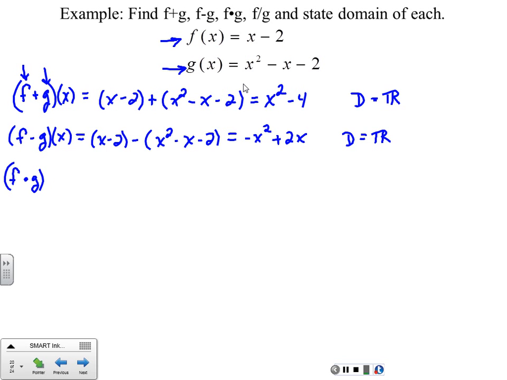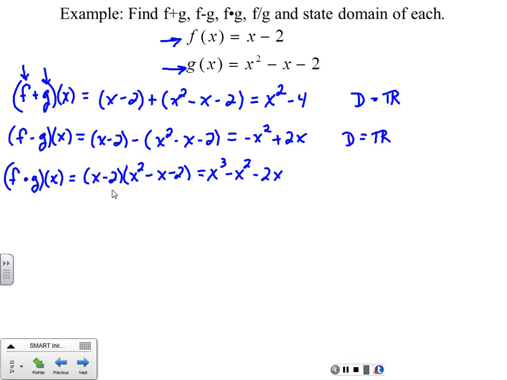So we have f times g of x. So we're going to take this binomial and multiply it times the trinomial, which is just the distributive property. You should be able to do this without me. So let's take this x and multiply it through the trinomial. So x times x squared is going to be x to the third. X times negative x is going to be negative x squared. And x times negative 2 is negative 2x.